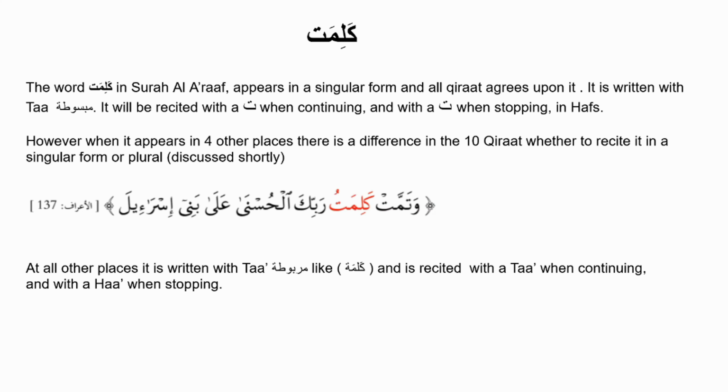In all authentic ways of recitation, this word is read in a singular form, and it is written with ta mabsuta, and upon continuation, we will recite it kalimatu rabbik, and upon stopping, we will recite it like this, kalimat. There are 4 other places where these words appear in the Quran, and it is written with ta mabsuta, the flat ta, but for those places, there is a difference of opinion in 10 recitations of the Quran, which inshallah we will discuss in our next section.